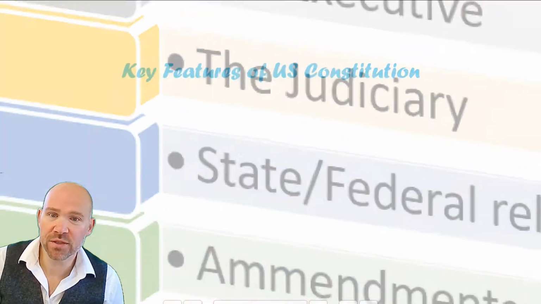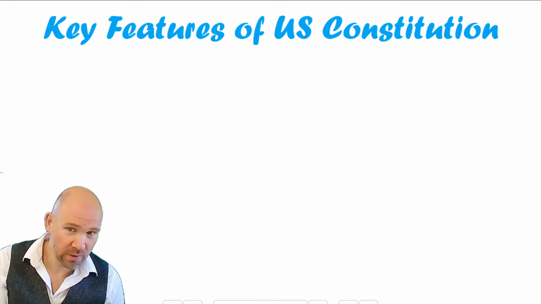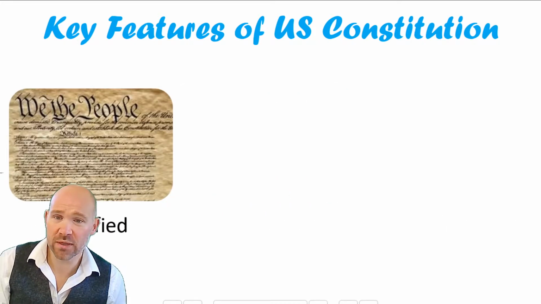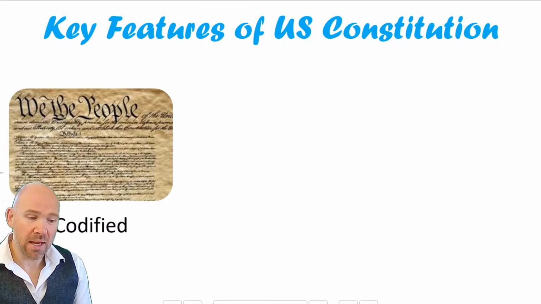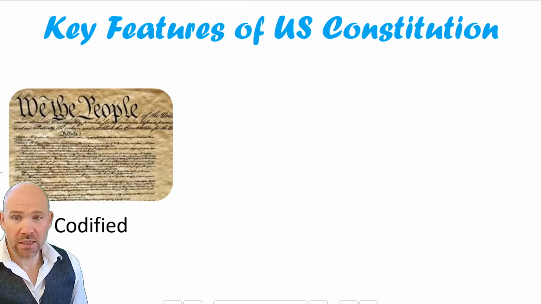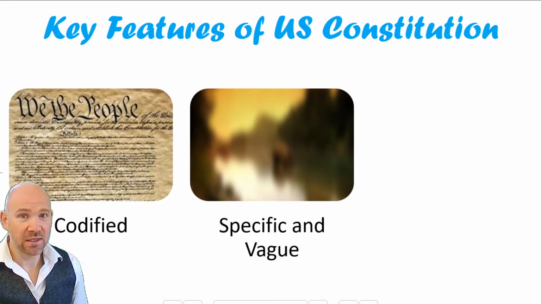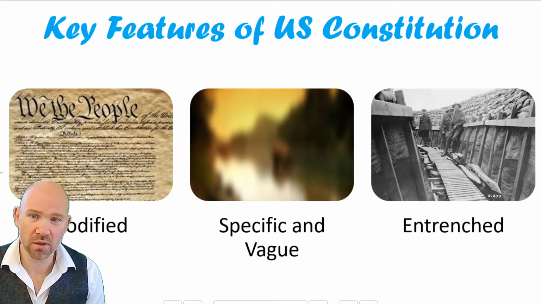So what are the key features of the US Constitution? I hope, by the way, you're pausing this video whenever you need to and taking notes and expanding where you need to. The whole idea is that you can rewind, you can replay, you can do whatever it is you need to do. So the key features of the US Constitution that we are going to be discussing, and by features I don't necessarily mean what's in it, I mean from a descriptive point of view. First of all, it is codified. Secondly, it is specific and it's vague, and so I put a blurry picture there for the vagueness, and it is entrenched, and there's a picture of a World War I trench.